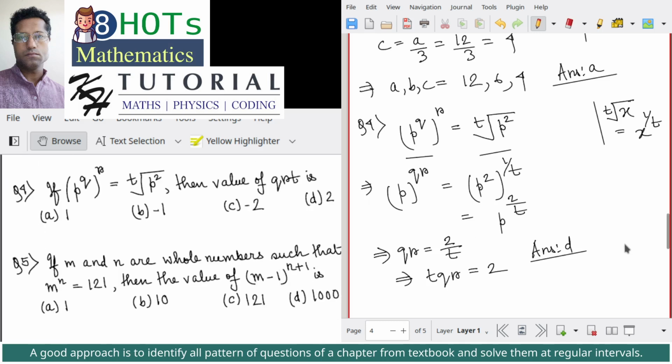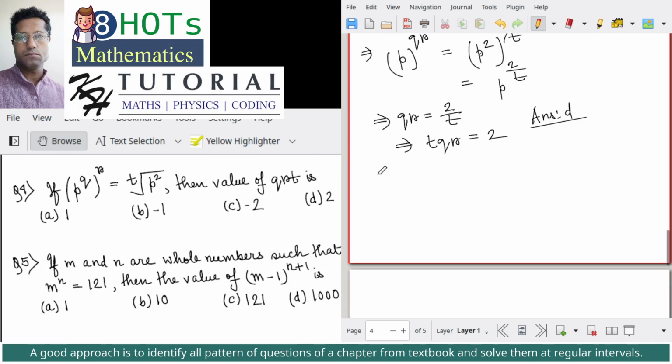Let's do the last problem, that is question number 5. If m and n are whole numbers such that m to the power n is equal to 121, then we have to find the value of m minus 1 raised to the power n plus 1, where it is given that m to the power n is equal to 121 and m and n are whole numbers. Whole numbers mean that m and n can be 0 or the natural numbers.